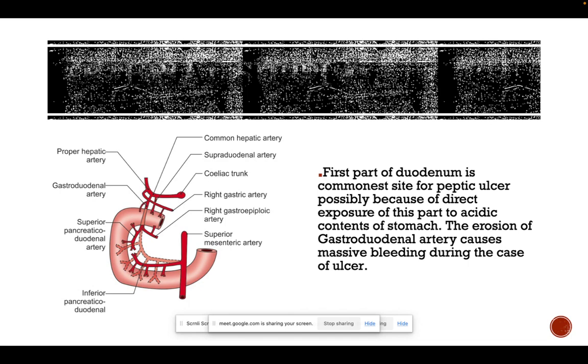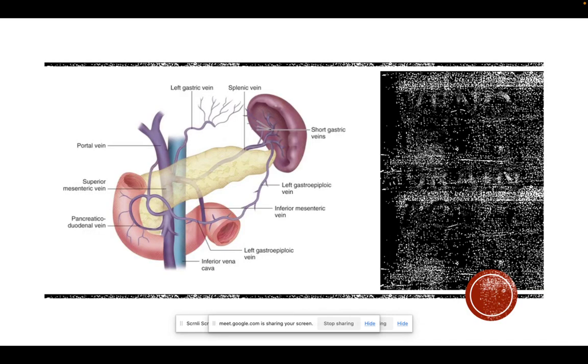The erosion of the gastroduodenal artery, which is a branch of the common hepatic artery, which is a branch of the celiac trunk, causes massive bleeding in the case of an ulcer. Now coming to the venous drainage, most of the blood is drained to the portal vein, splenic vein, or the superior mesenteric vein.